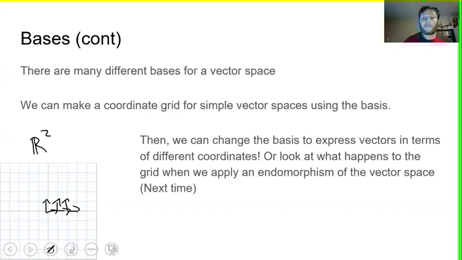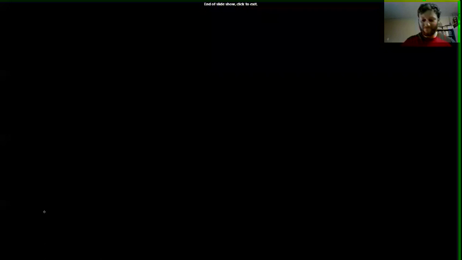But we can change the basis to express vectors in terms of a different basis, right? We just saw that we could pick a different basis for R2, like maybe this vector and this vector. Those aren't orthogonal, but they are linearly independent, and we could express every vector in R2 as a linear combination of those. So we could use these vectors and just draw coordinates based on those. We'll do that next time, and we'll use linear transformations to see how the grid lines change when we apply a linear transformation. Okay, bye.